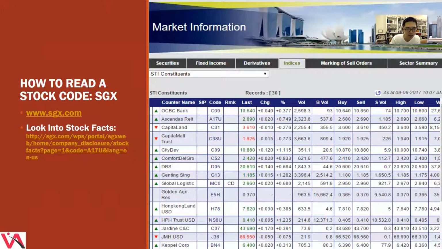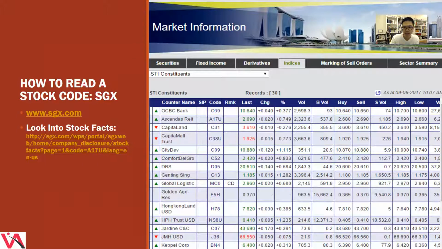Here, RMK is basically just an additional remark column where they will remark if there's something happening to the company or the stock at the moment, such as it being suspended, delisted, ex-dividend or ex-bonus shares. This will be highlighted here.